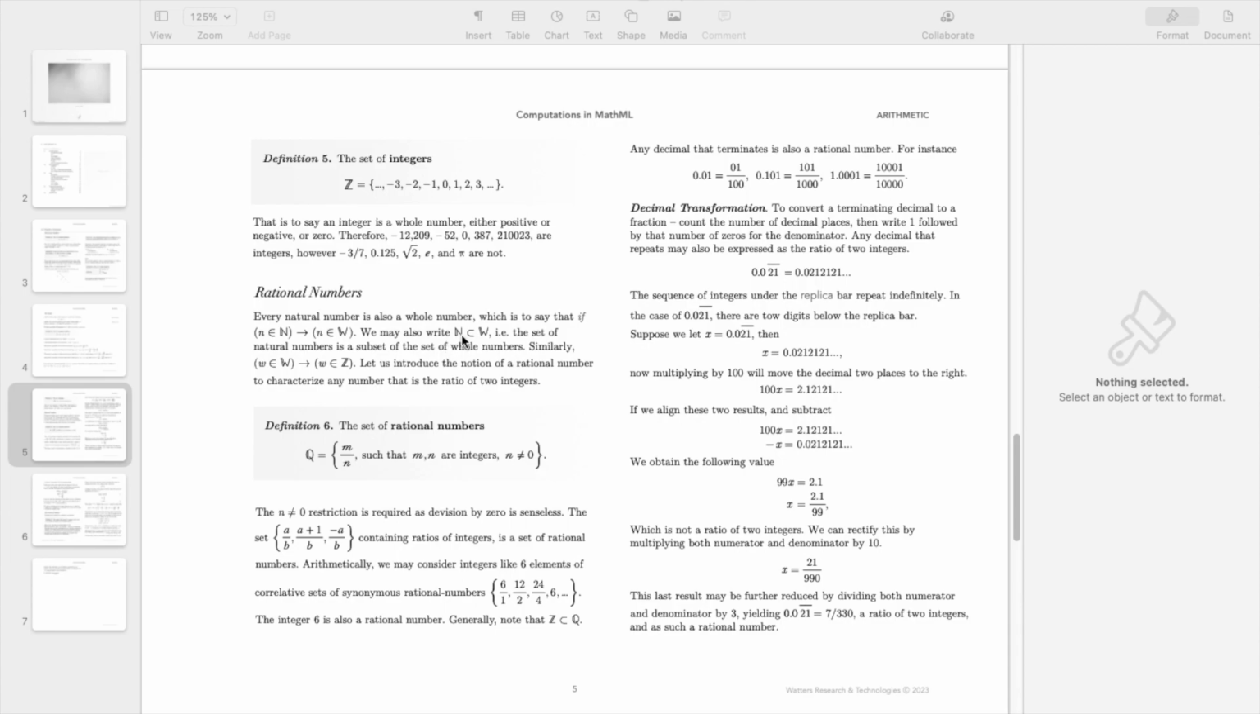We may also write natural numbers are a subset of the whole numbers, which is to say that the set of natural numbers is a subset of the whole numbers, right? So notation statement, and then a sort of reading out of that statement. Similarly, we might say that if W is a whole number, that would imply that W is an integer.